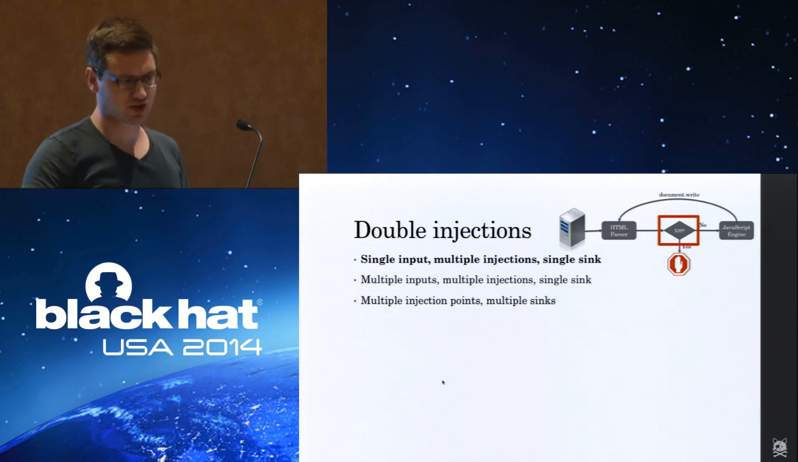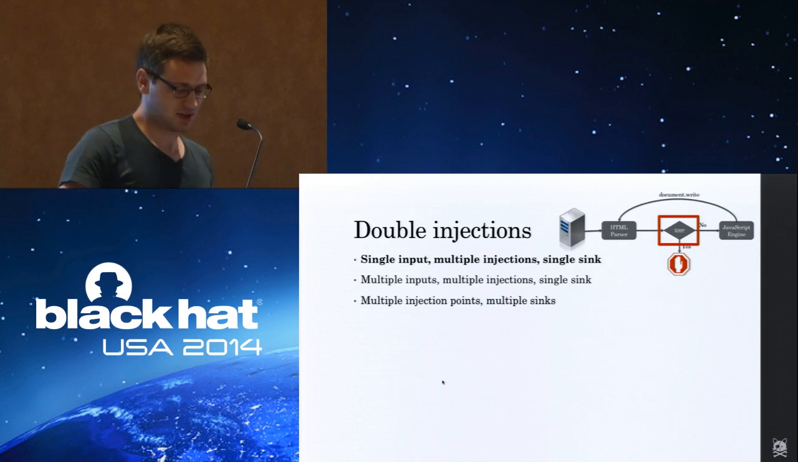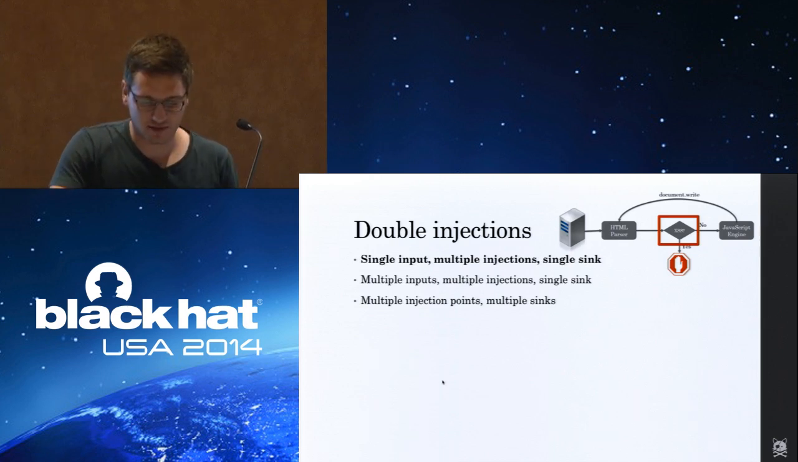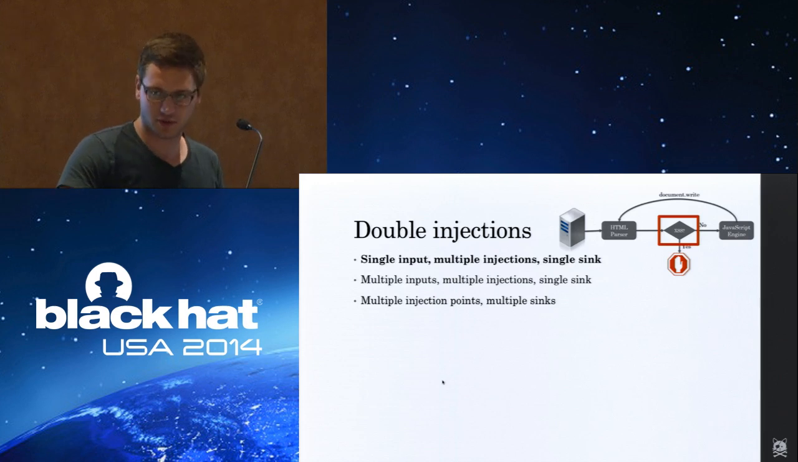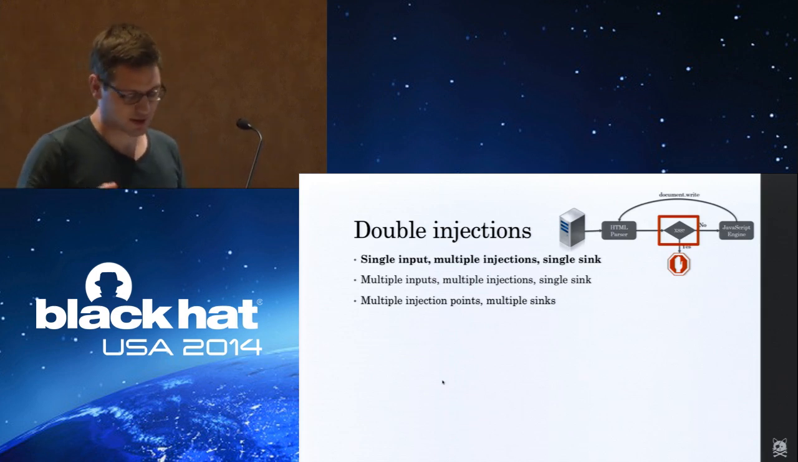What we like to call double injections. So double injections, we have 3 different classes. Let's say we have a single input, so maybe the URL, but we have multiple injections. It means that it's written several times, at least twice in this case. That's why it's called double injections.